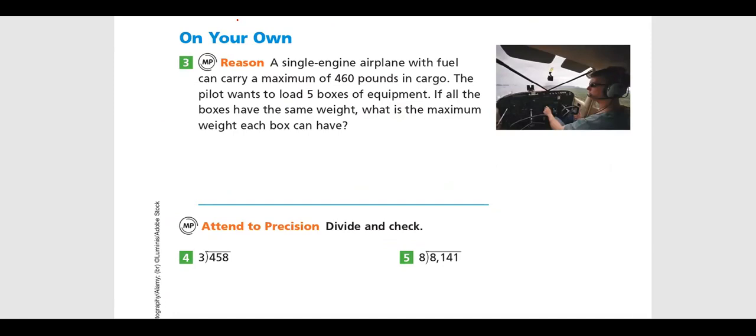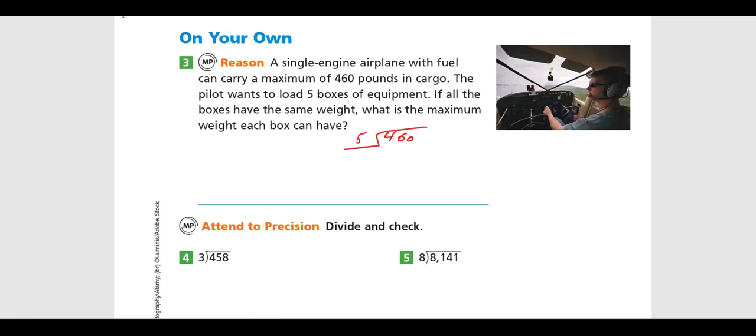A single engine airplane with a fuel can carry a maximum of 460 pounds in cargo. The pilot wants to load 5 boxes of equipment. If all the boxes have the same weight, what is the maximum weight each box can have? So we have to divide 460 divided by 5.